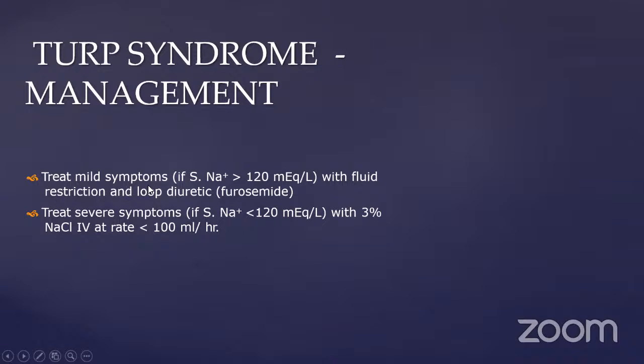TURP syndrome management. Treat mild symptoms, if serum sodium concentration is greater than 120 milliequivalents per liter, with fluid restriction and loop diuretics like furosemide. In case of severe symptoms, that is, if serum sodium level is less than 120 milliequivalents per liter, the treatment should be given with 3% NaCl IV at a rate of less than 100 ml per hour.